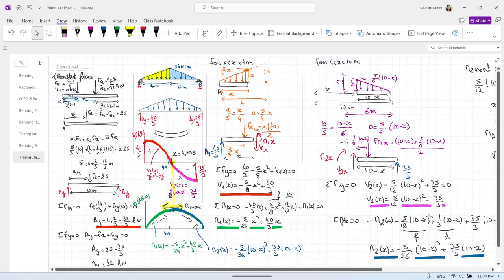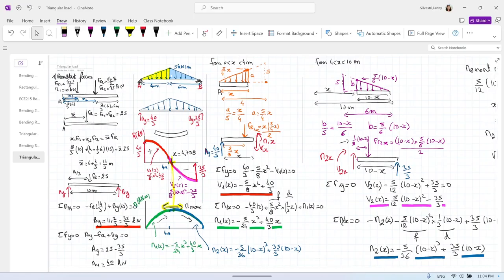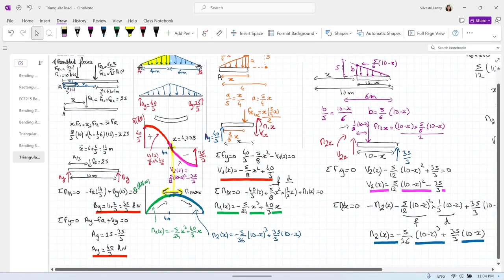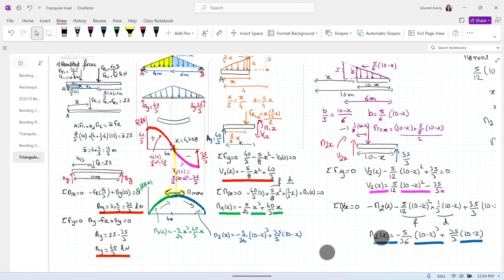Be careful where is x. Be careful what is your maximum triangular load, because we cut it. It's not anymore 5 kilonewton per meter. It's smaller than that. So similar triangle rule, and take the time to write your equations. Don't forget your distance when you do the moment equation.